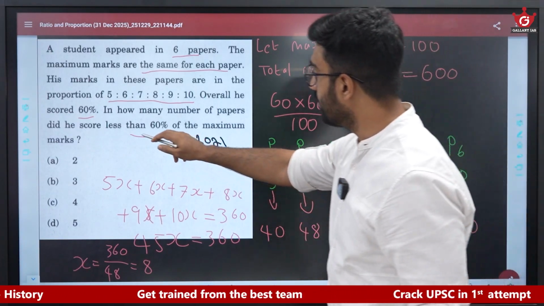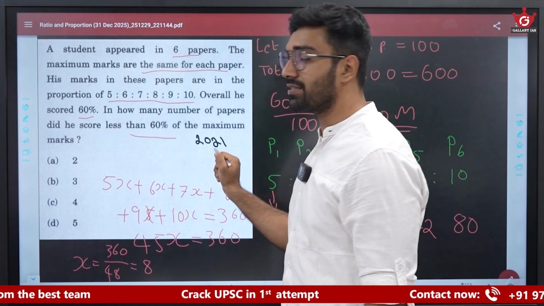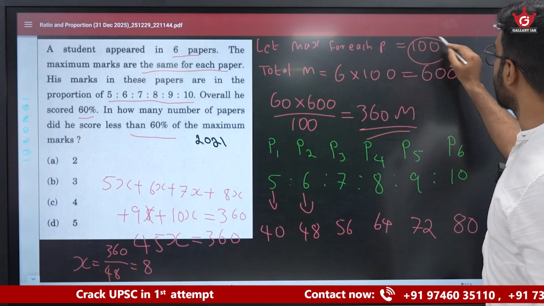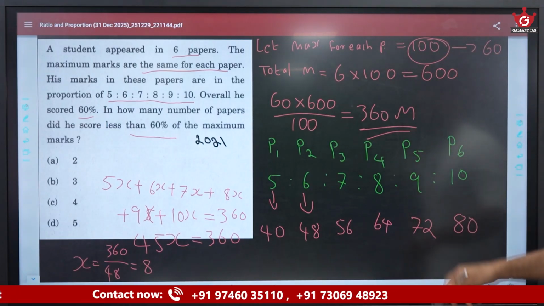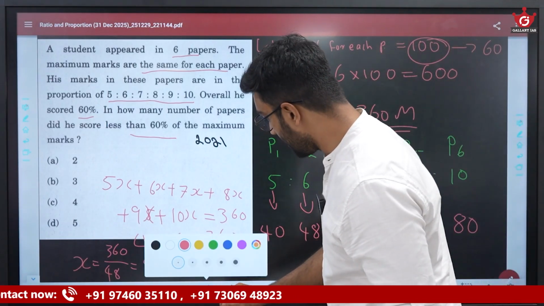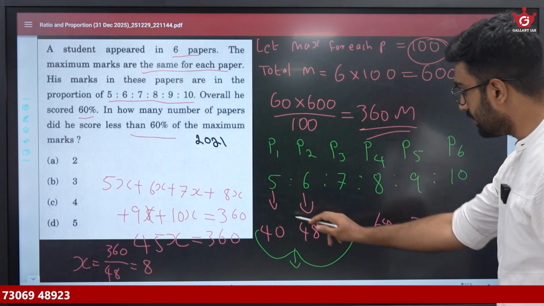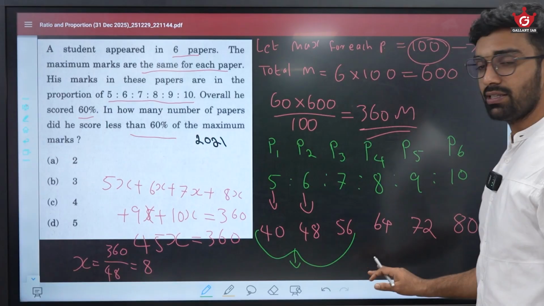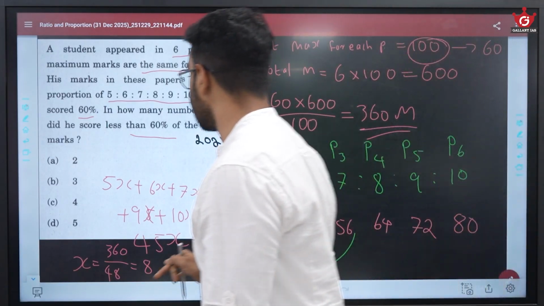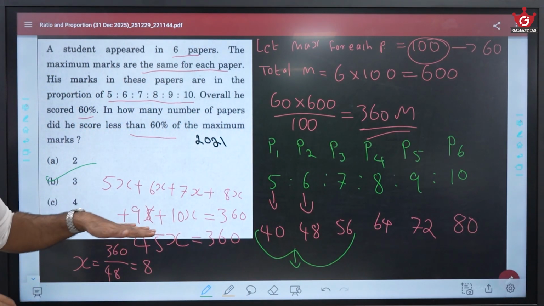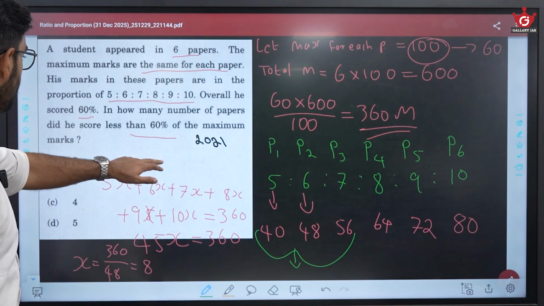And they asked in how many papers did he score less than 60% of maximum mark. So 60% of 100 is 60. From here we can clearly say that in these three papers he scored less than 60%. 40, 48, 56 are less than 60. So in three papers he scored less than 60% of the marks. So the option is 3.